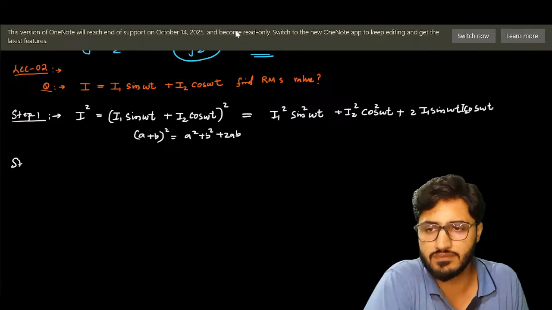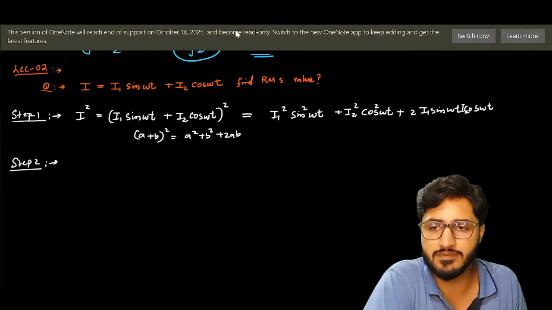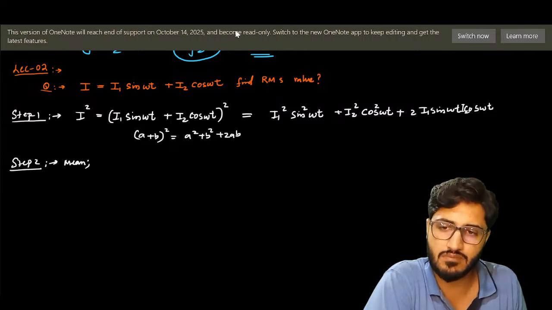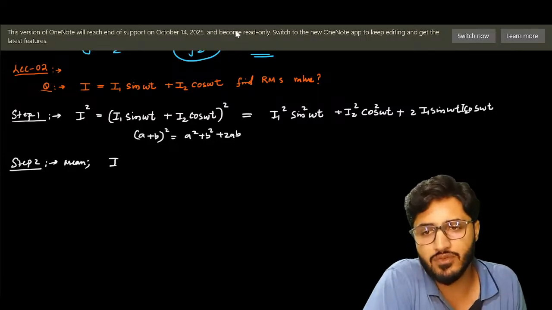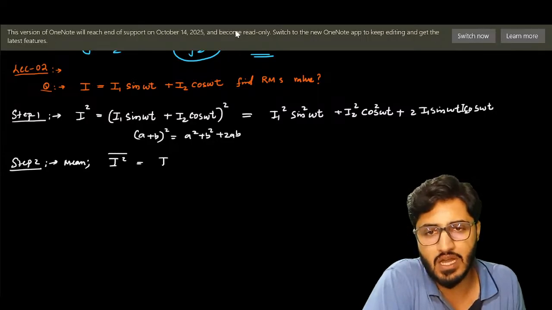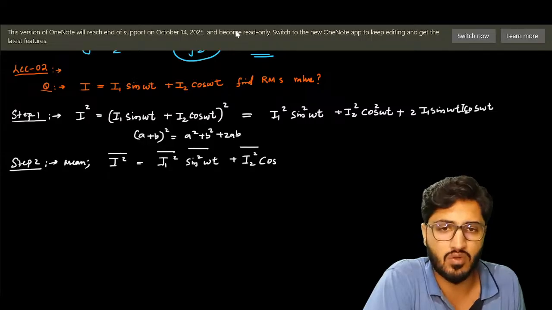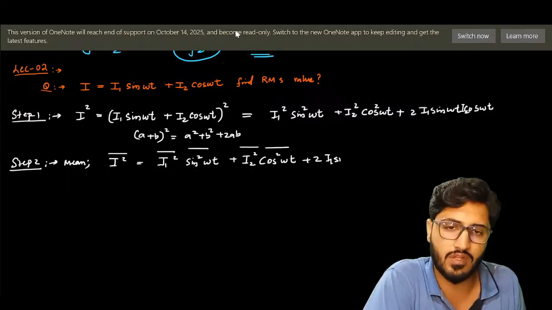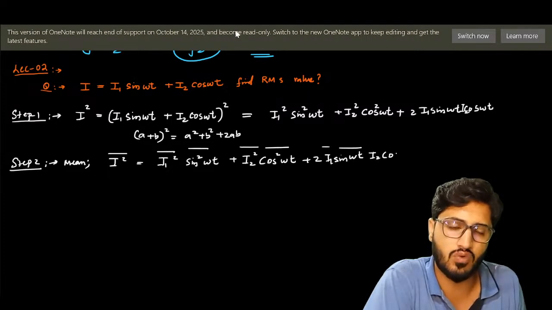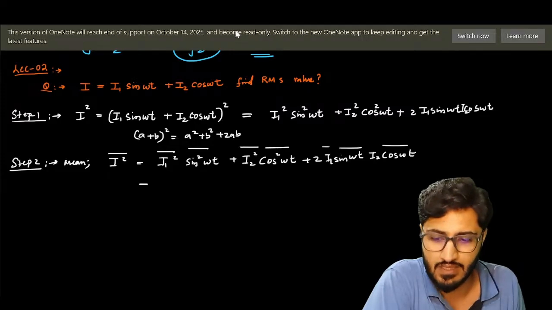Second step: we have to take the mean. So I will take I square mean. It becomes I1 square mean, then sine square omega t mean, plus I2 square mean, then cos square omega t mean, plus 2 I1 sine omega t mean, then I2 cos omega t mean. Done?